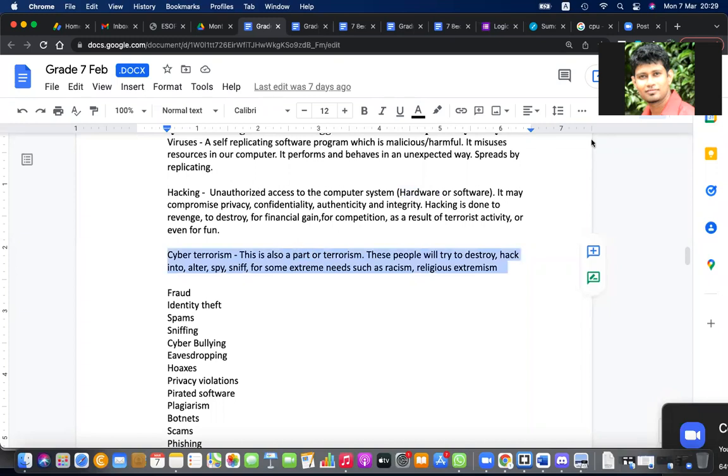Then cyber terrorism. Similar to real terrorism, there is something called cyber terrorism. Have you heard about the Ukraine and Russia war? Have you seen there was hacking into some web pages? This hacking can run in parallel to the war. These hackers are also in the war, right? They are doing cyber terrorism.